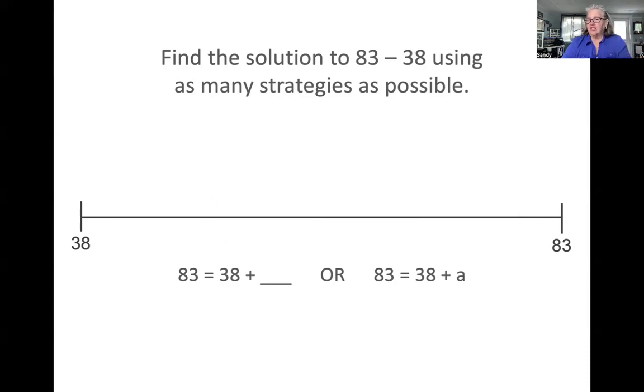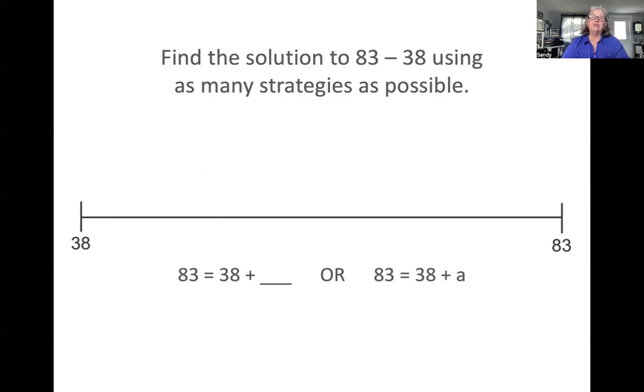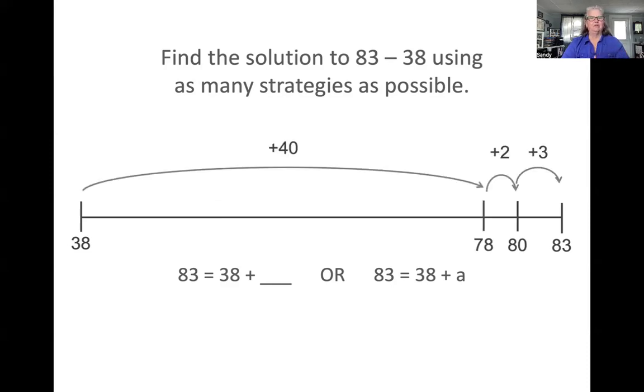Now, let's start another way. See, there are flexible ways to do these jumps. Some of your children may do a jump of 2 and then the jump of 40. They may do it in fewer jumps. Or they may do a jump of 40 up front, then do a jump of 2 and a jump of 3.